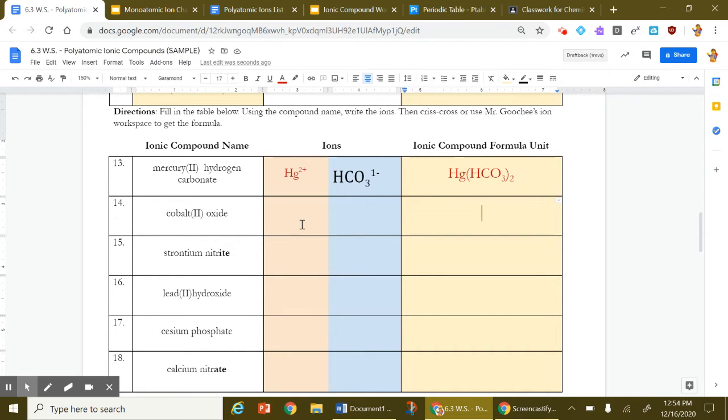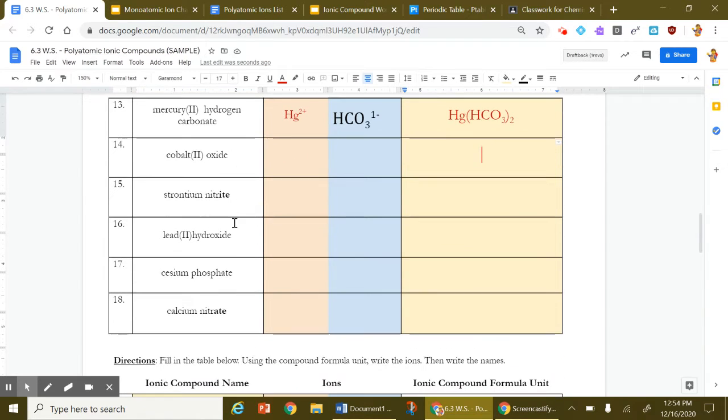Okay, cobalt 2 oxide. Well, you know what? Neither of these are polyatomics, and this is a polyatomic worksheet. So I'm going to make this peroxide. Cobalt 2 peroxide. Well, cobalt 2 is Co with a 2 plus charge.